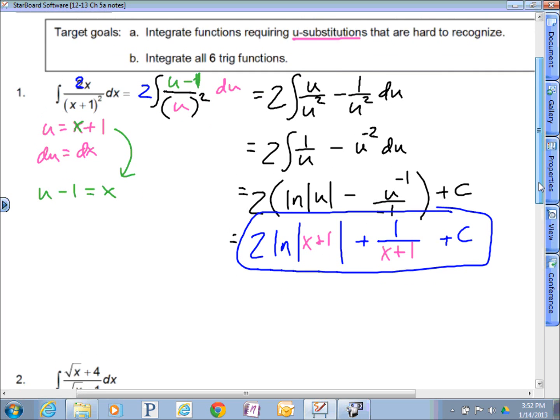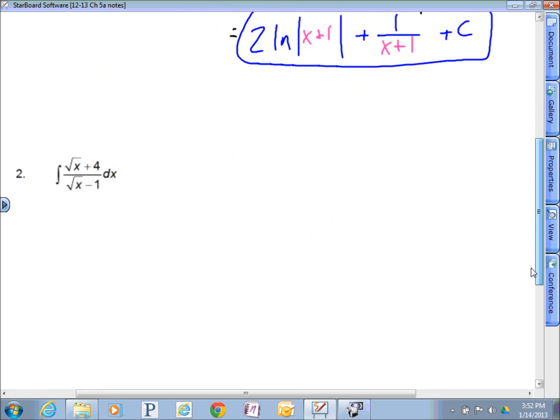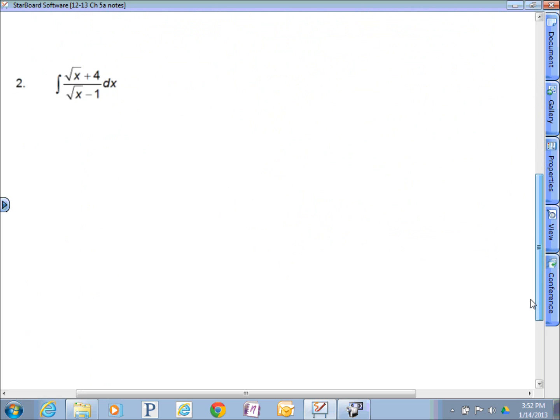So I took that u substitution. That was pretty complex, and I had to make some changes once I was done with that u substitution. Second one's going to be a little bit more difficult.